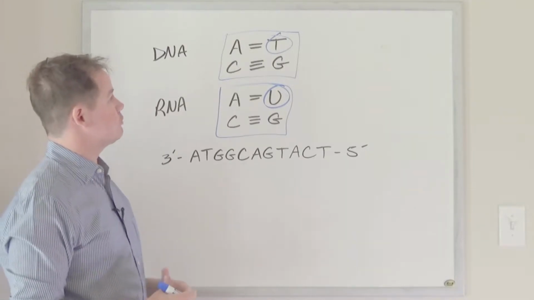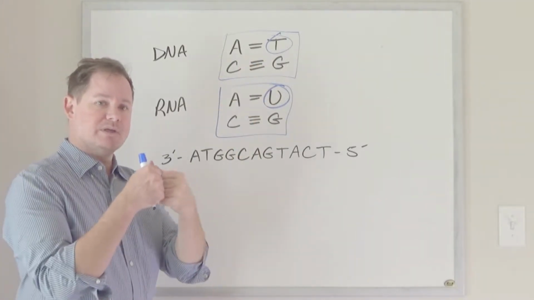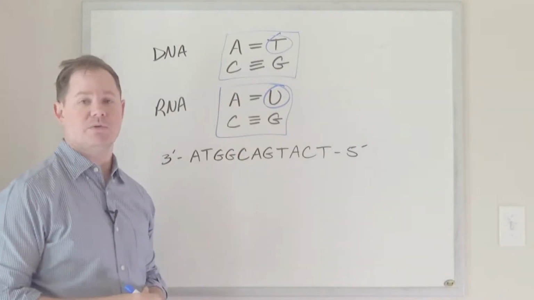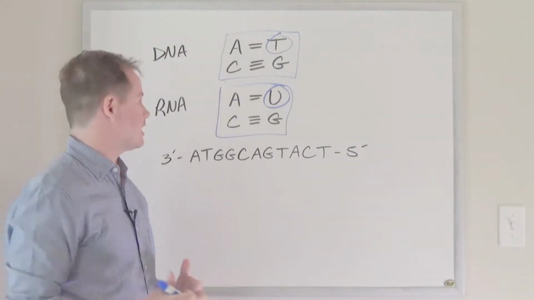So a DNA strand that has a lot of AT pairs is going to be a little bit less tightly connected than something with a lot of CG pairing, which means that it's easier to denature if you have a lot of ATs versus a lot of CGs.